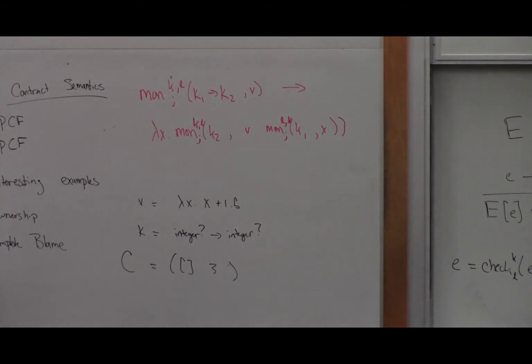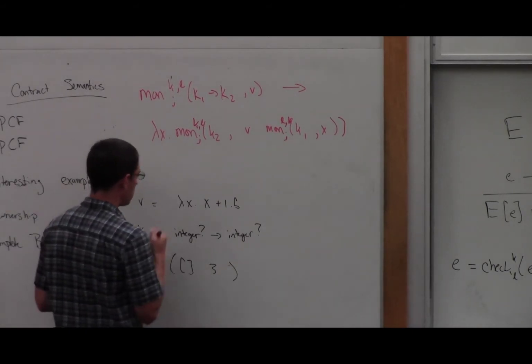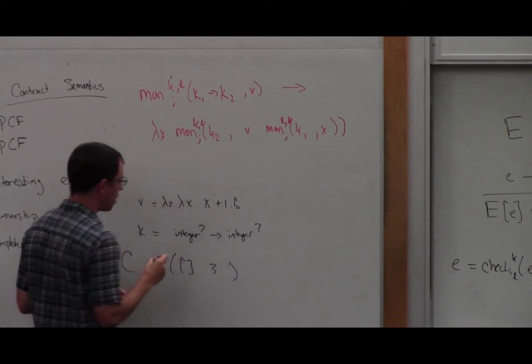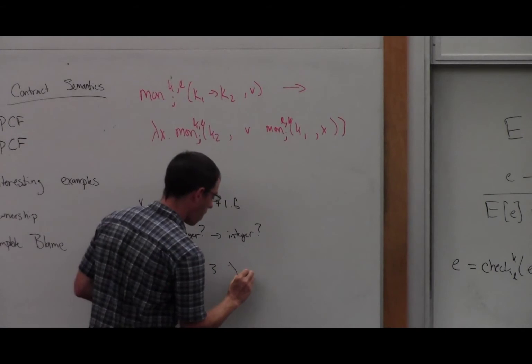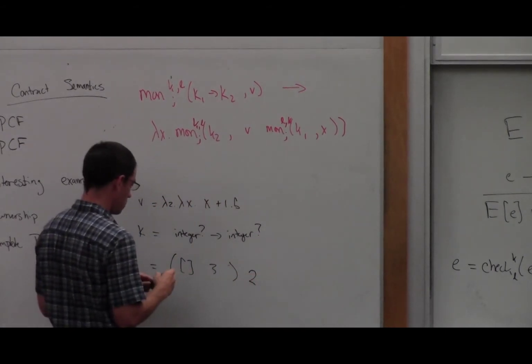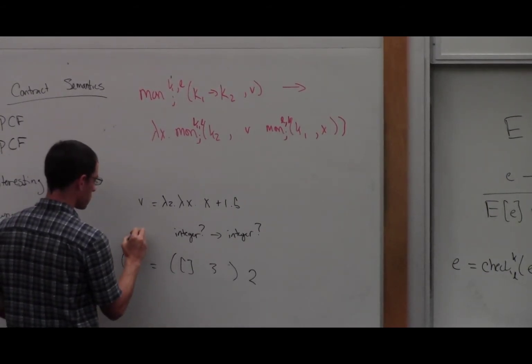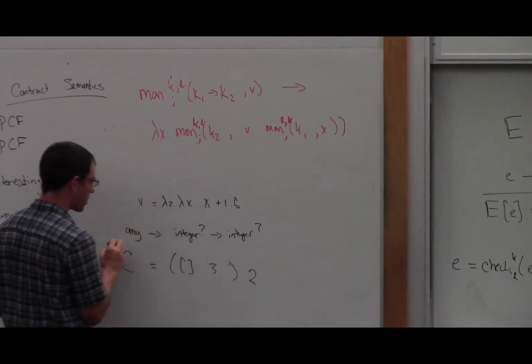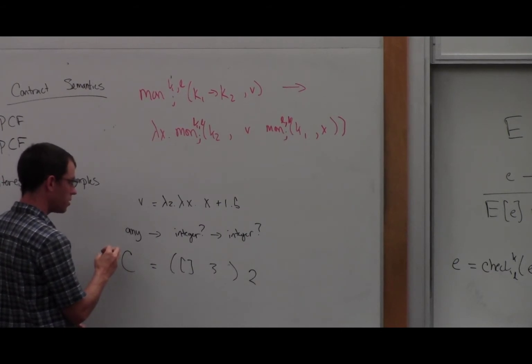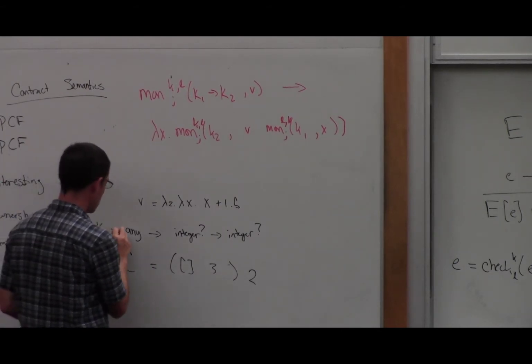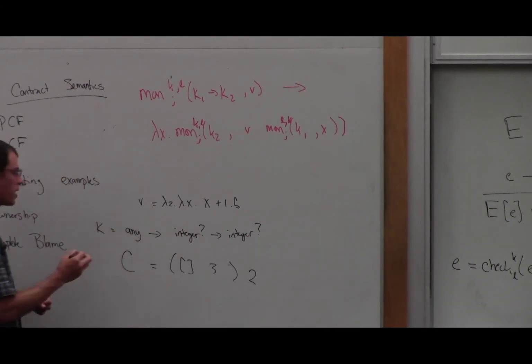And if we add more levels of functions, we can go back and forth yet more times. So let's think about this. I'll write any for the contract that always succeeds. And so let's see what happens here.